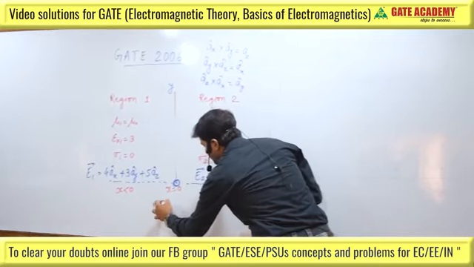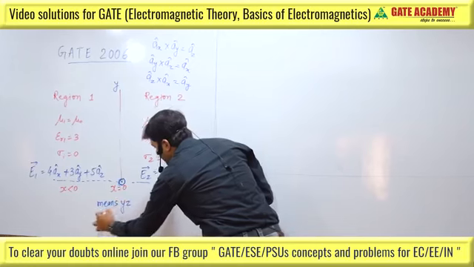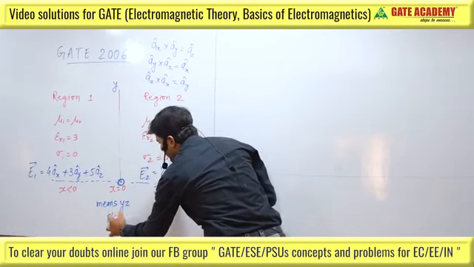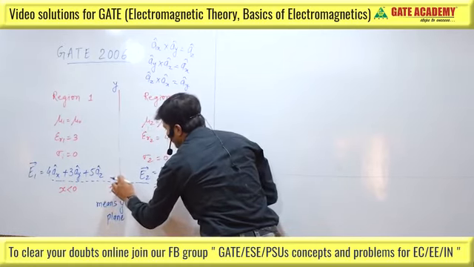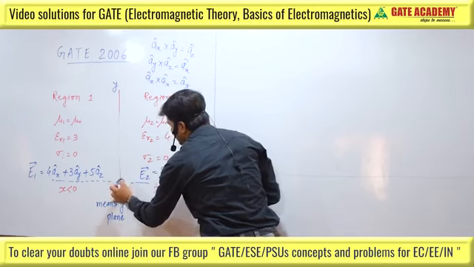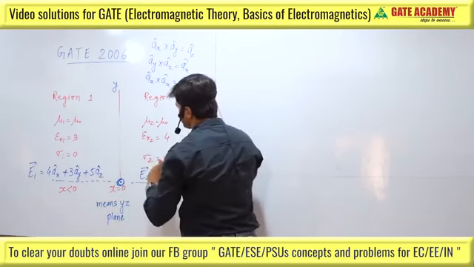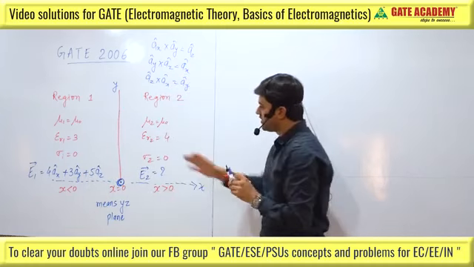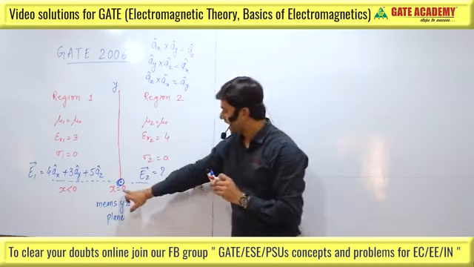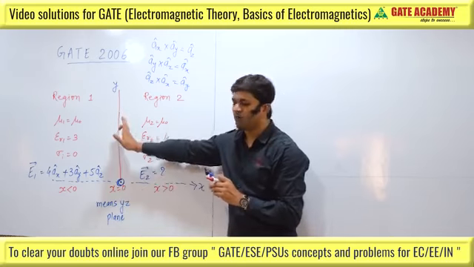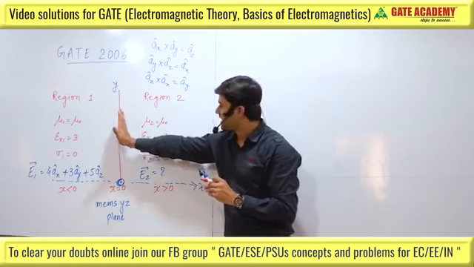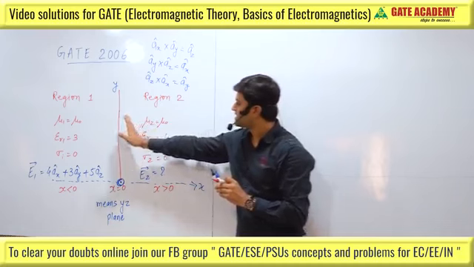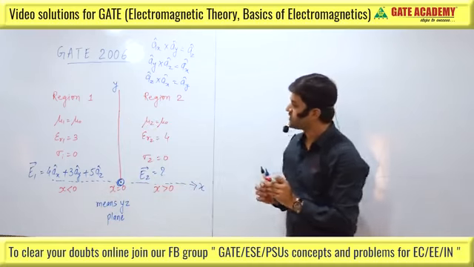So x equal to 0 means yz plane, and this is z axis. Z is outside the board, and this is Y. So now it is clear that if we say x equal to 0, the boundary or the surface is YZ plane, which is the interface of region 1 and 2.